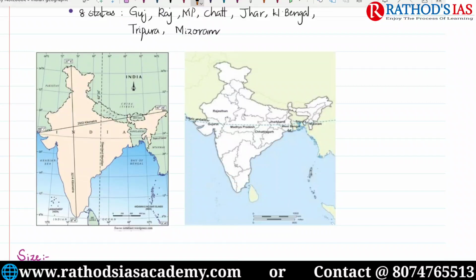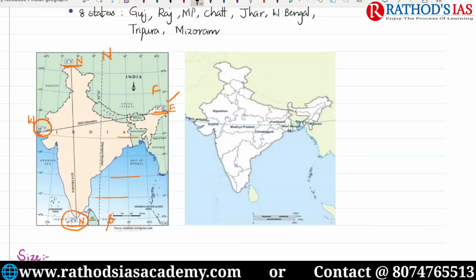So this is our Indian map. Here you see the extent from west to east: 68 degrees 7 minutes east to 97 degrees 25 minutes east. And these will be our latitudes. The latitudinal extent is from south to north: 8 degrees 4 minutes north to 37 degrees 6 minutes north. So this is the extent.